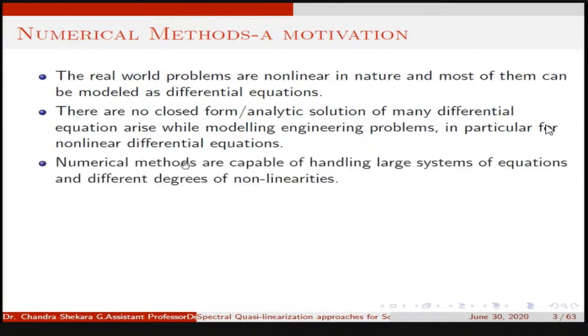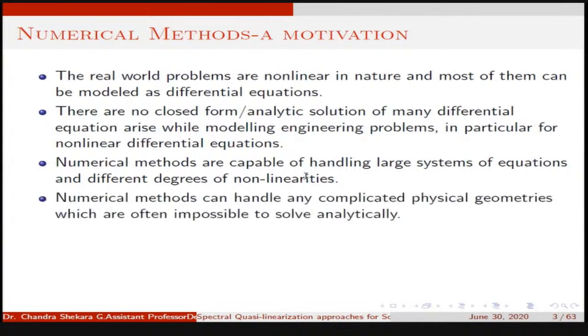Then another reason why we require numerical methods is given here. Numerical methods are capable of handling large systems of equations and also different degrees of nonlinearities. We already know that by manual calculation we can go up to four equations, four unknowns. But if you have n equations, n unknowns, then it is very difficult to solve by manual calculations. Therefore, one has to go for numerical methods.